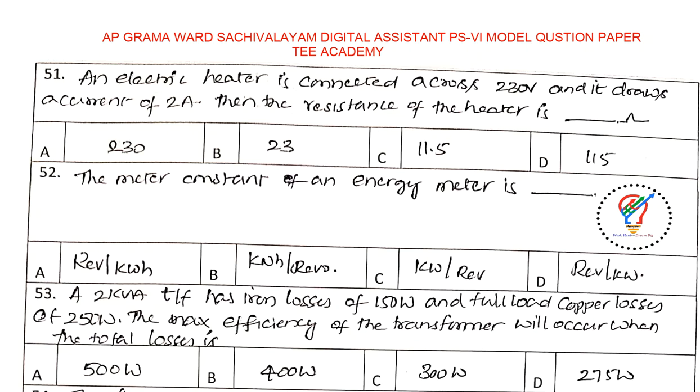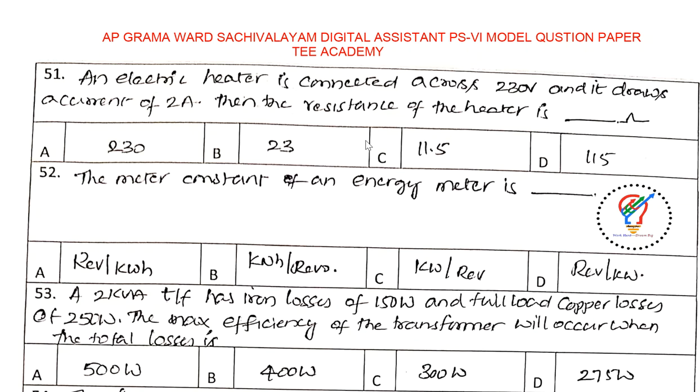The first question here, as you can see: an electric heater is connected across 230 volts and it draws a current of 2 amperes, then the resistance of the heater is. Okay, so I had written this paper. Please forgive me if any spelling mistakes or pronunciation mistakes are there.